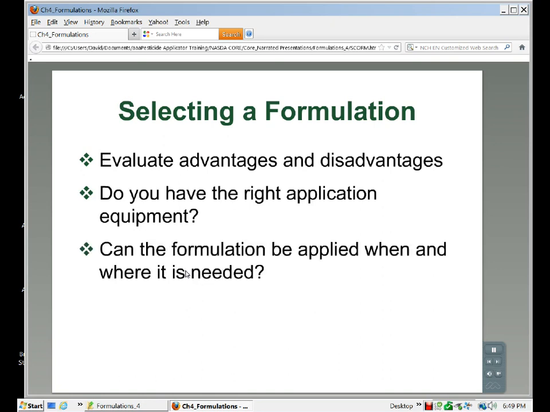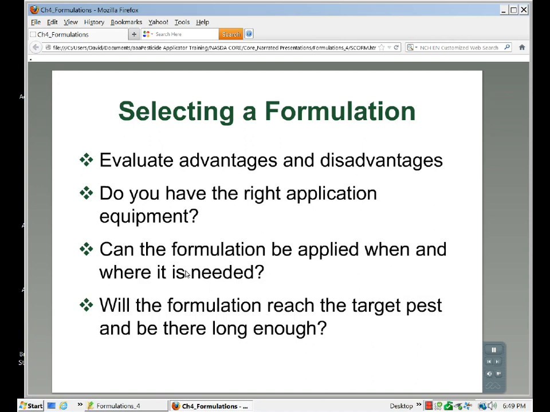Timing and placement may factor into what formulation is best to make certain that you can apply the product when and where it's needed. For example, a highly volatile ester formulation should not be used under high temperatures and low relative humidity conditions. It's important to consider whether the formulation will get the product to the target pest and remain active long enough to manage the pest.